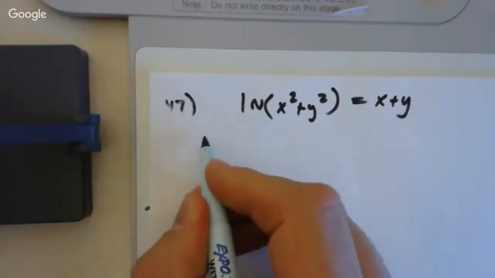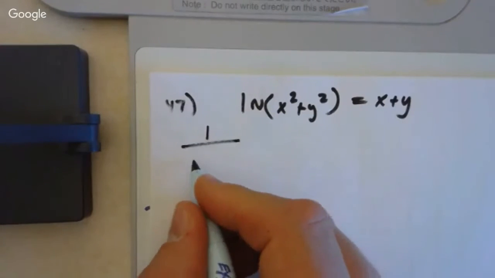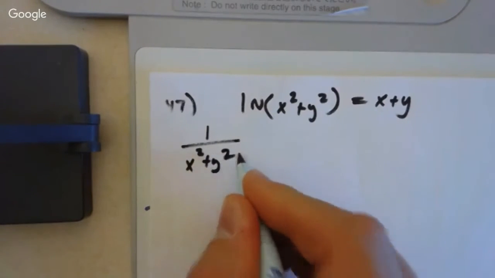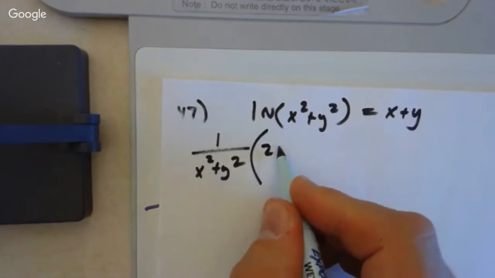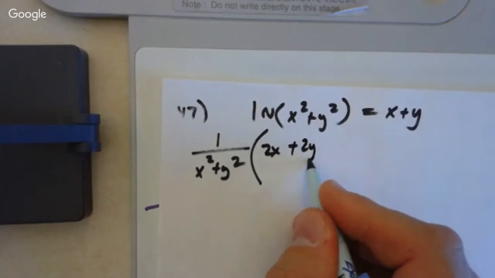First, the derivative of natural log is 1 over that thing times the derivative of that thing. The derivative of x squared is 2x. The derivative of 2y is 2y dy dx.